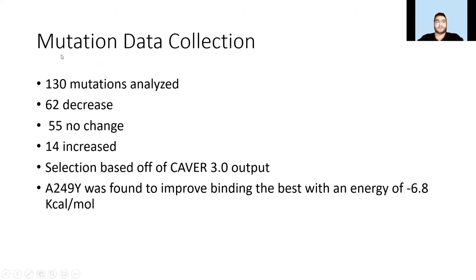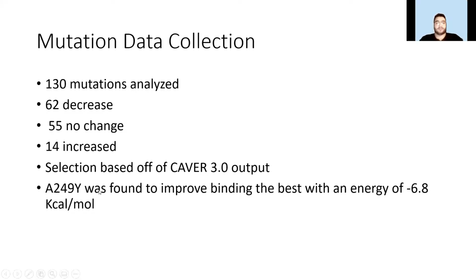And then I was looking at mutation data. This is for the single mutations. I looked at 130 different mutations. 62 had decreased affinity, 55 had no change, and 14 had an increased affinity. These were based off the Caver output. Caver maps out substrate channels, and that includes the binding pocket. So we're looking at residues that were either part of the binding pocket or very close to it, but found in one of the substrate access channels.